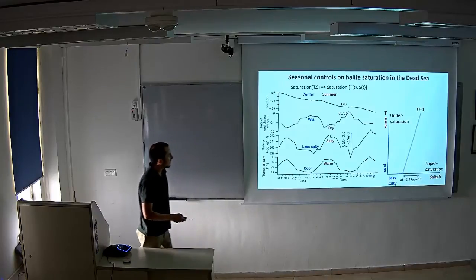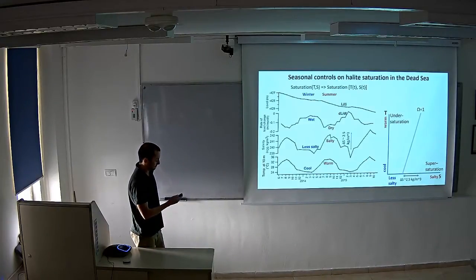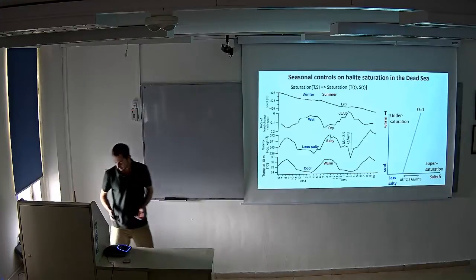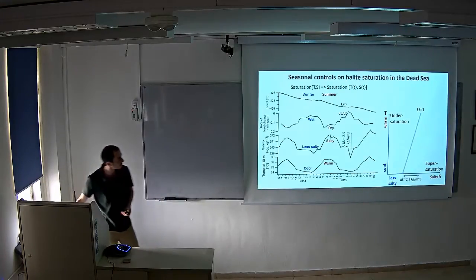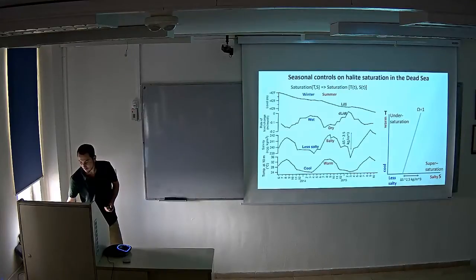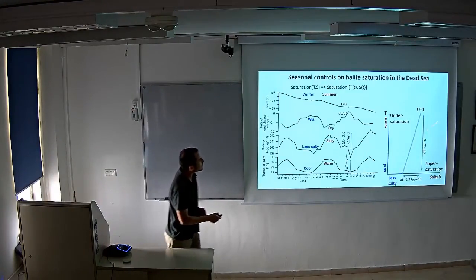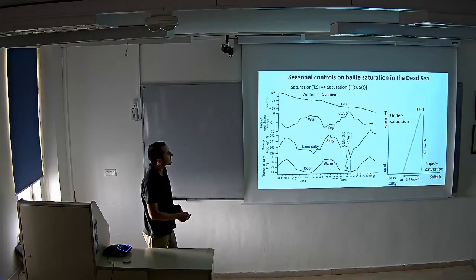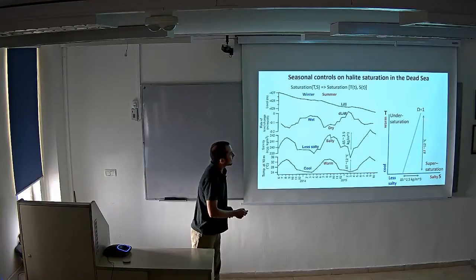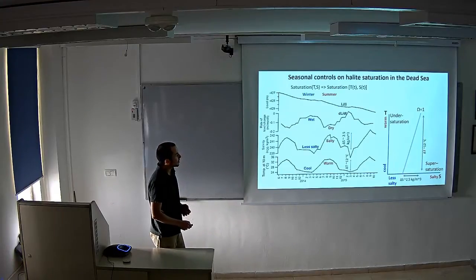We can do the same with temperature. So that's 12 degrees between summer and winter. Okay? So that's the thermohaline evolution of the brine between winter and summer. It gets warmer and saltier.